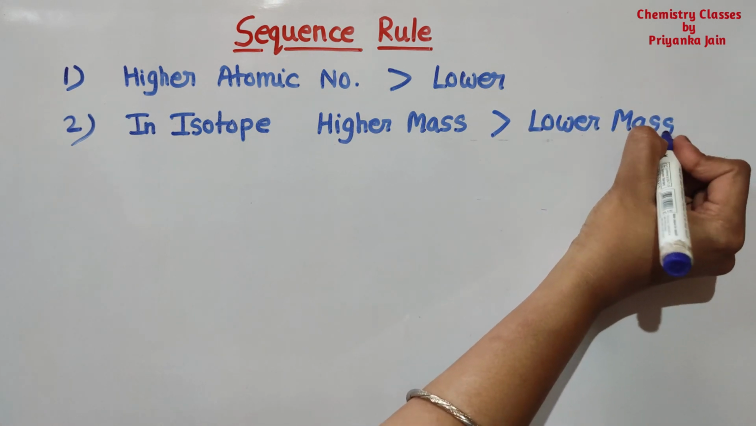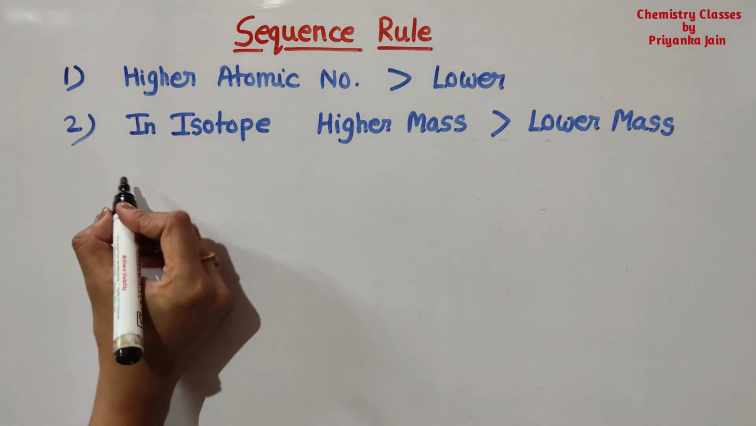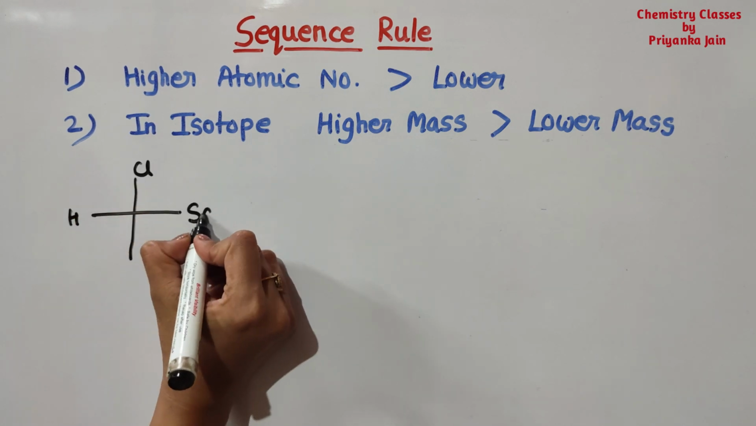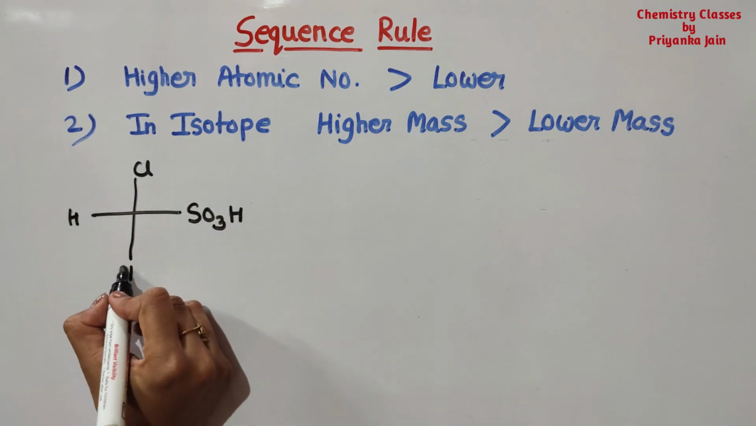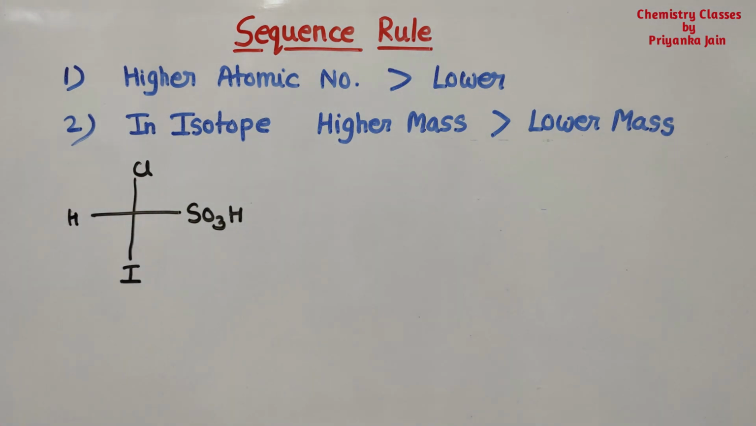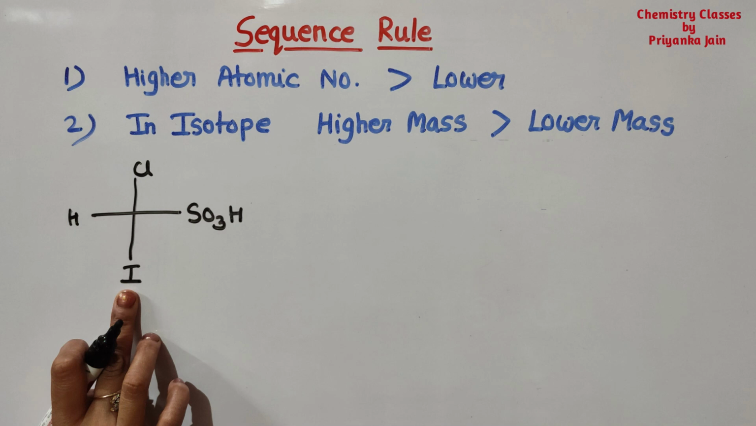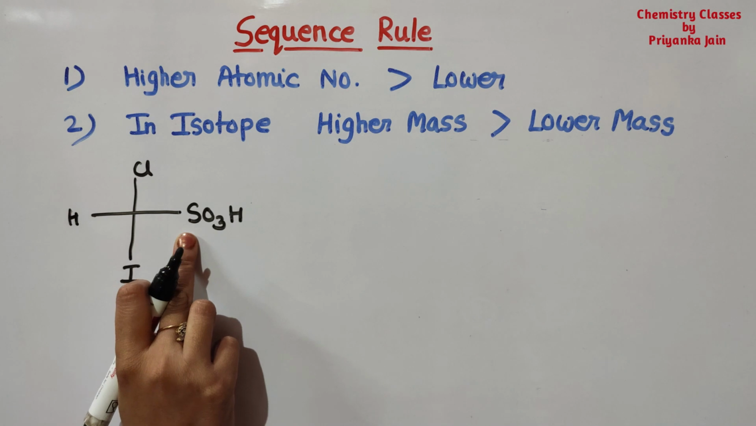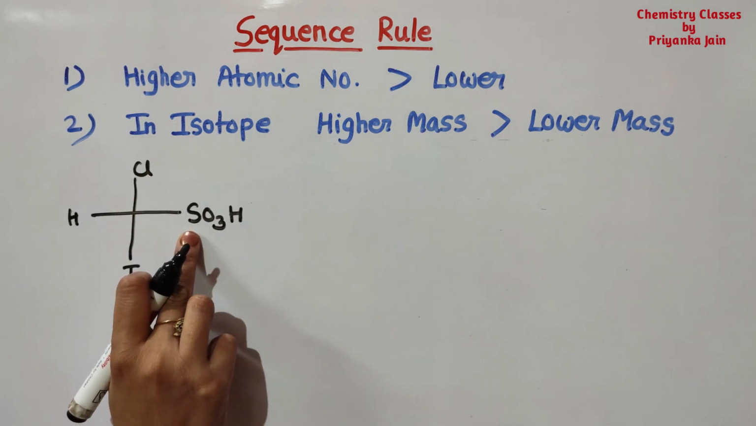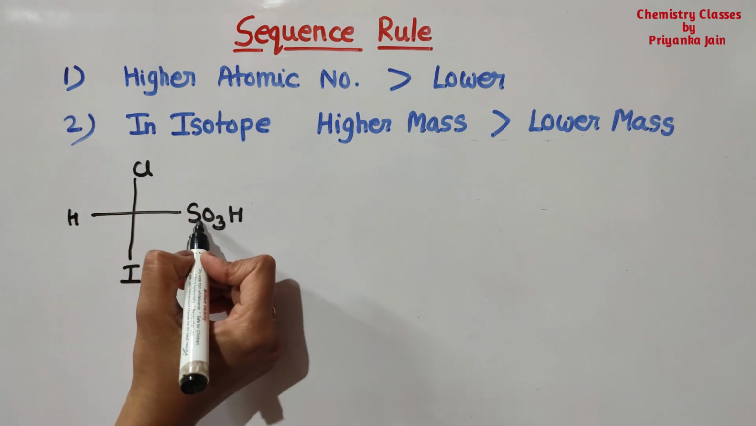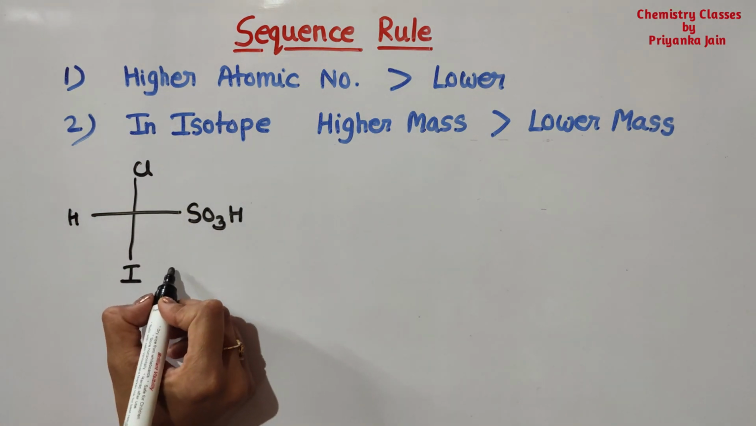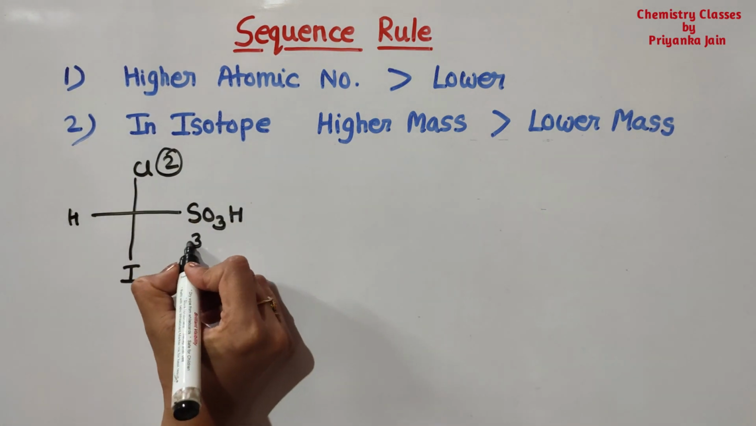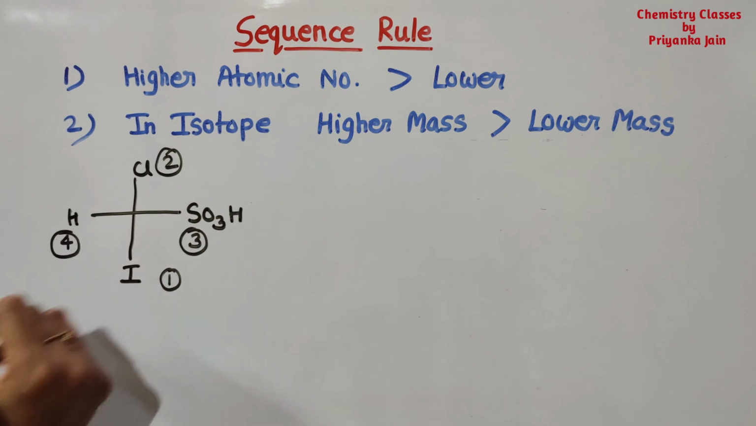Now see this with the help of an example. Suppose, firstly see here, if we have given the groups in this manner. Okay, these are the 4 groups. So now the first priority will be given to iodine because it has the highest atomic number, then to chlorine, and then to sulfur. Iodine, then chlorine, then sulfur, and then hydrogen. It means first priority will be for iodine, second will be for chlorine, third will be for sulfur, and fourth will be for hydrogen, okay.